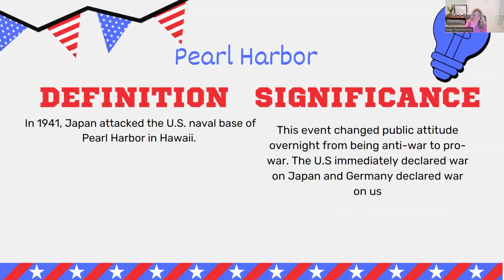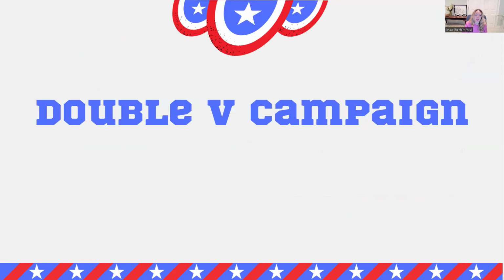Pearl Harbor. In 1941, Japan attacked the U.S. naval base of Pearl Harbor in Hawaii. This event changed public attitude overnight from being anti to pro-war. The United States immediately declared war on Japan and Germany, or Japan and Germany declared war on us in response. So we're in it.